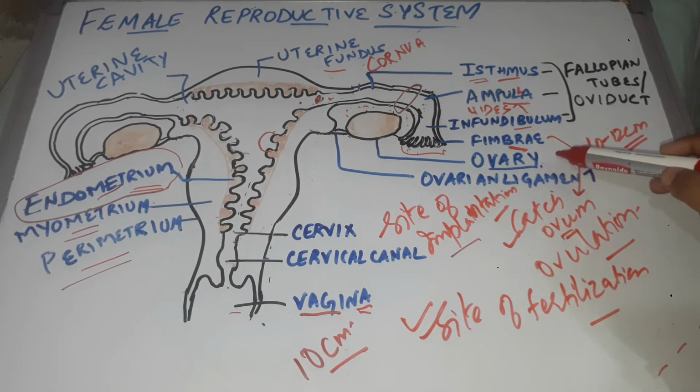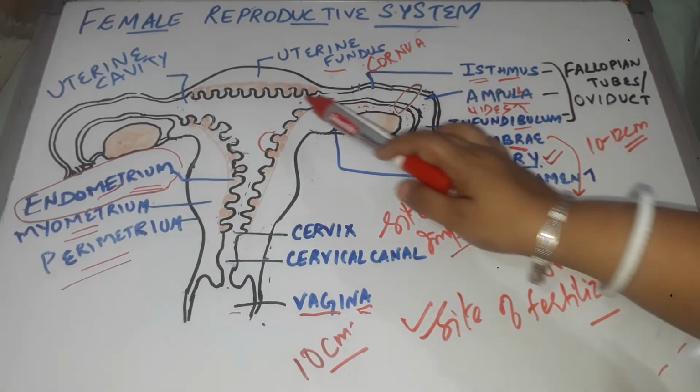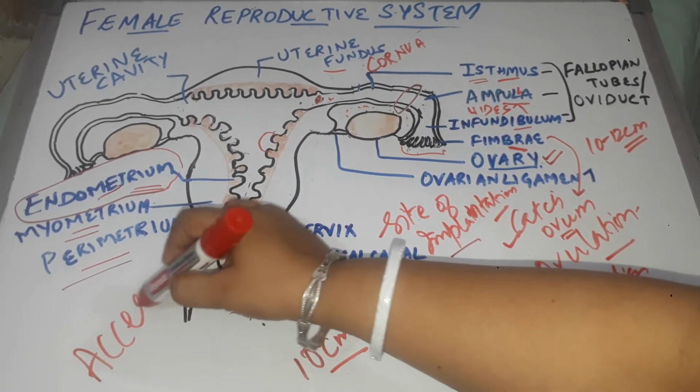And one more thing is that the ovary is said to be the primary sex organ of the females, whereas the fallopian tubes, the uterus and vagina form the accessory ducts.